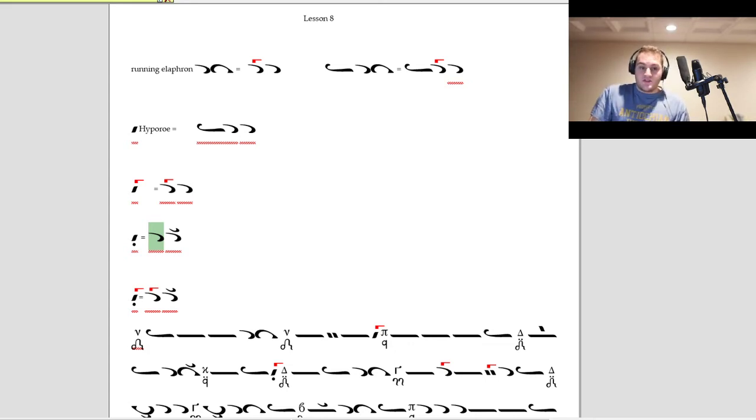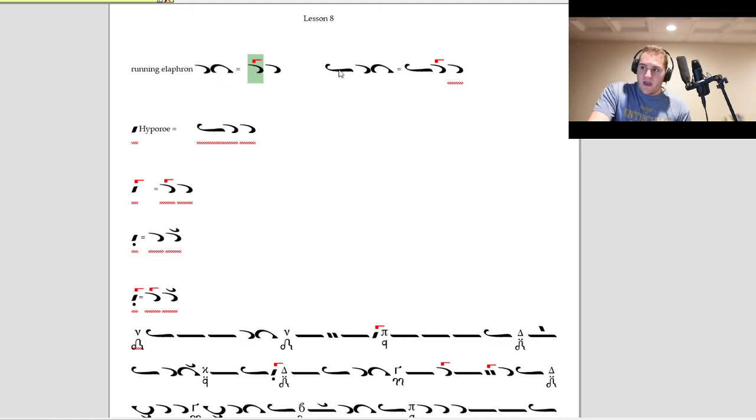Today we're going to continue our Byzantine notation series by talking more about characters that utilize elaphron. Now today we're going to cover two new characters that are very important to know. The running elaphron, or continuous elaphron, depending on who you're asking. Basically, what this does is it is two apostrophe that go down not at once, but consecutively.